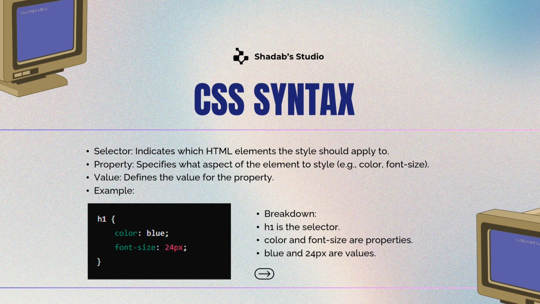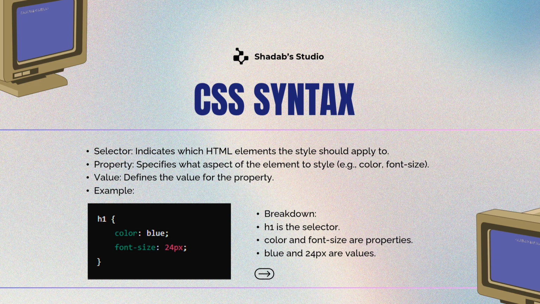Now, what is CSS syntax? CSS syntax is a structure that defines how styles are applied. It's made up of three key parts. The first one is selector. This targets the HTML element that we want to style. Then the other one is property. Property defines the aspect of the element to be styled, like color or font size. Then the last one is value, that is the actual style you want to apply.